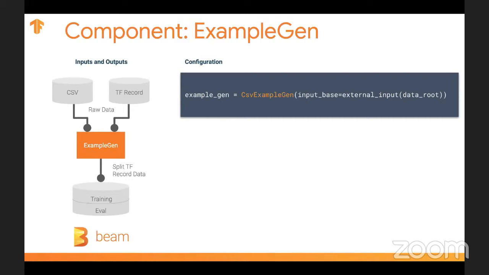So depending on your data source, but ExampleGen is going to do really two things. It's going to ingest your data and convert it to the native format that we're going to use, which is the TF Example format in a TF Record file. And it's going to split your data set into whatever splits you need, but typically it's at least training and evaluation. And it's going to use Apache Beam to do that.